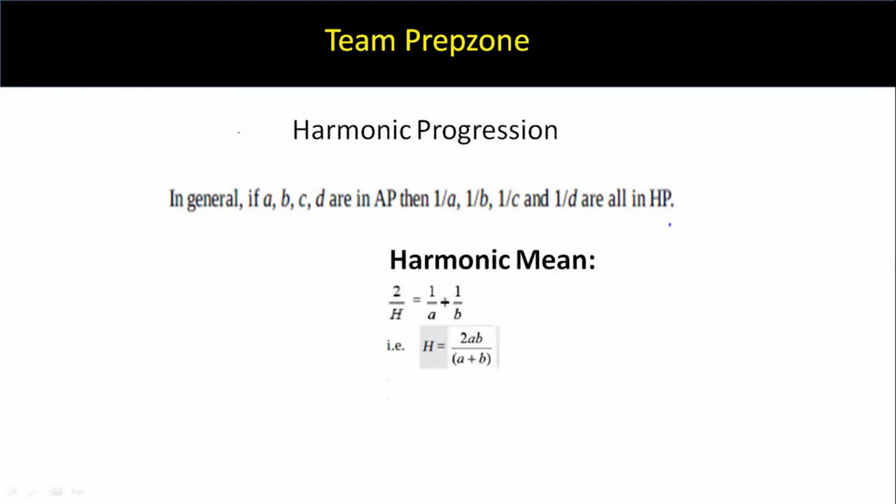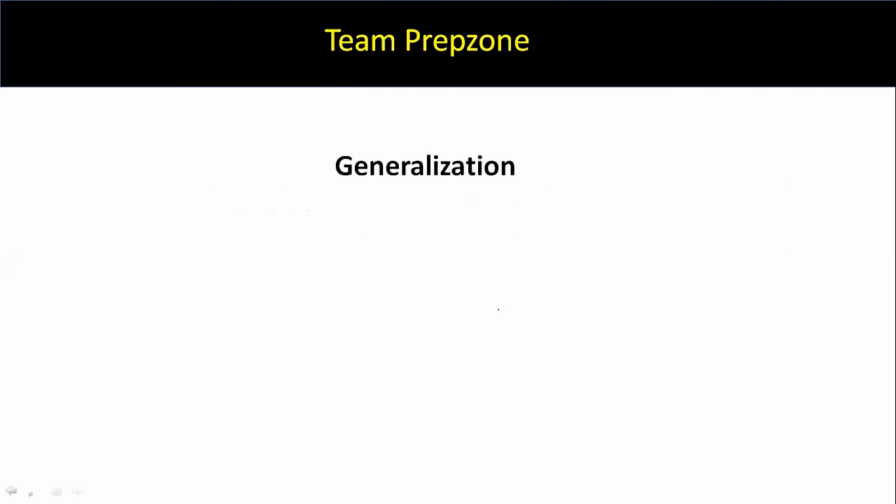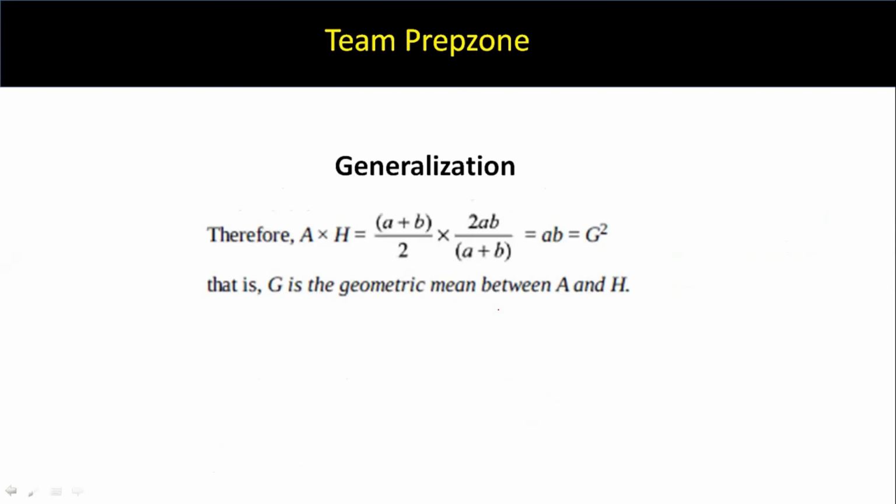यही होगा, right? Because if you have say A and B, so 1 by A and 1 by B will be in AP. So it is nothing but 1 by A plus 1 by B by 2. ठीक है. उसका inverse ये होगा तुम्हारा arithmetic mean. Arithmetic mean का inverse will be harmonic mean. ठीक है. So this is what it will be. 2AB upon A plus B. You can remember this.